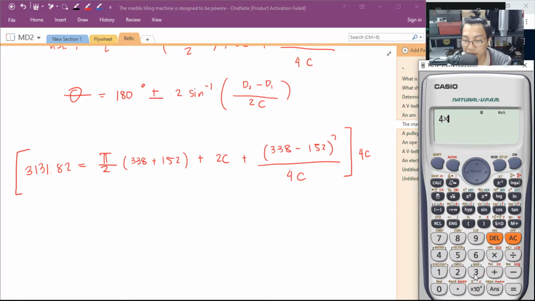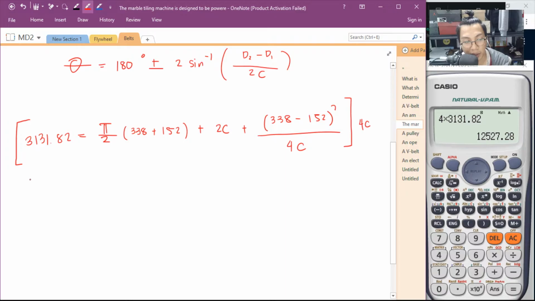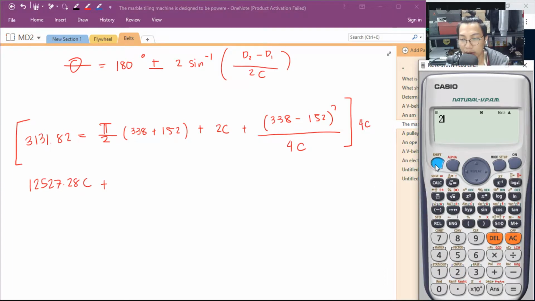So, 4 times 3131.82. Multiply it by 4. Ayan, you have the value of 12,527.28. C, kasi meron siyang variable na C. Plus, ito, multiply ko rin ito ng 4C. So, makakancel si 4. Okay? Tapos, makakancel si 2. So, 2 pi, 2 times pi times yung loob, 338 plus 152. So, you'll have the value of 980 pi. Or, pwede na to, 980 pi na lang.